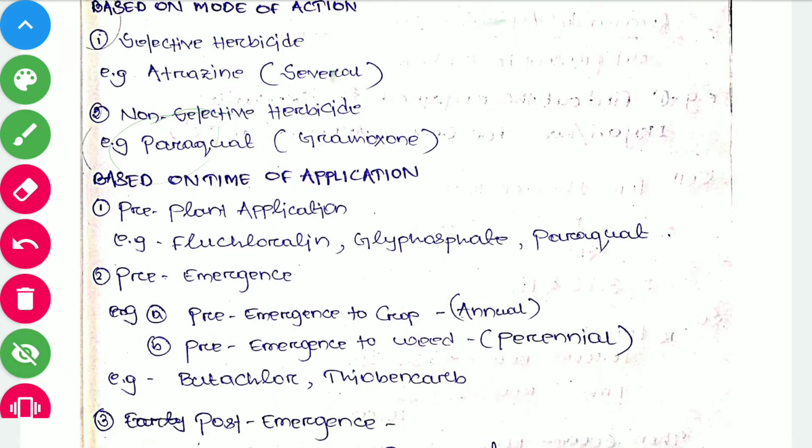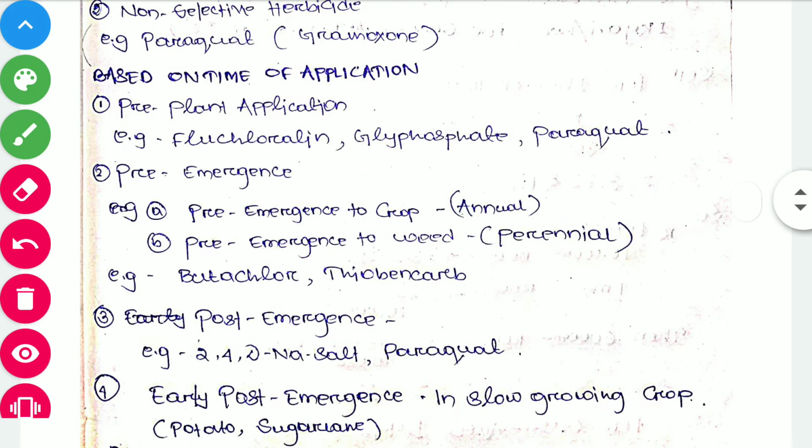Then come to based on time of application. This is a very important concept. On the basis of time of application, one is pre-plant application, meaning before sowing the crop, we will go for application of herbicide. Examples we can take are fluchloralin, glyphosate, paraquat. These are examples of pre-plant application, meaning before sowing the crop or before planting the crop, we can apply such kind of herbicide, that is pre-plant herbicide.